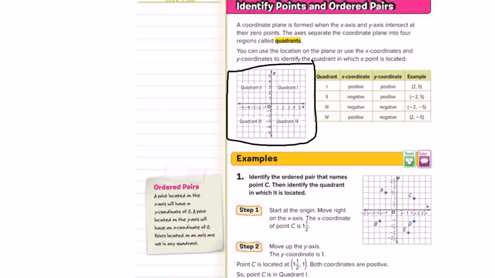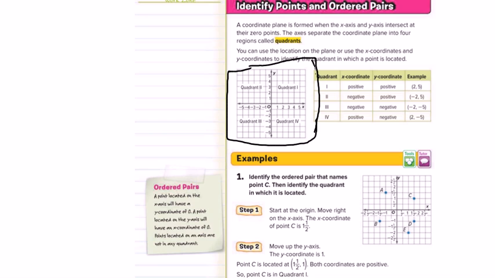You can use the location on the plane or use the x-coordinates and y-coordinates to identify the quadrant in which a point is located. Typically, when we were working with a coordinate plane before, we worked with only this quadrant 1, where our x values were positive and our y values were positive. But now that we have our knowledge of integers, we're going to be looking at all 4 quadrants.